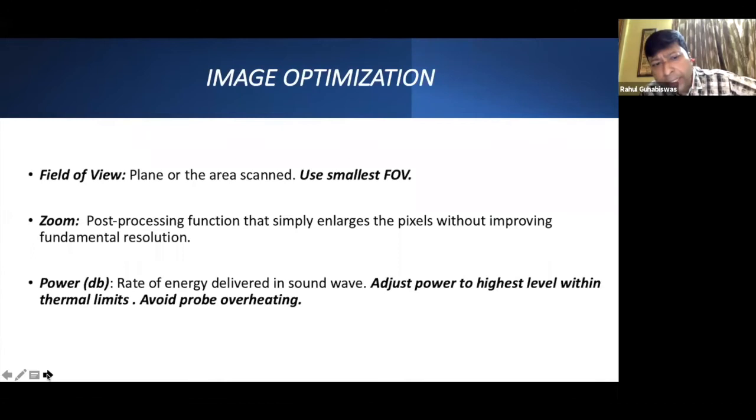Power is important. It is the rate of energy delivered in the transmitted sound wave. It is important to adjust the power to the highest level within the thermal limits to avoid the probe overheating and damaging internal tissues.